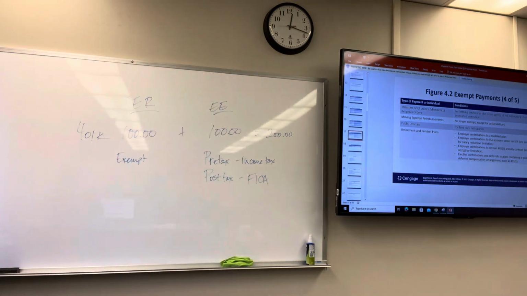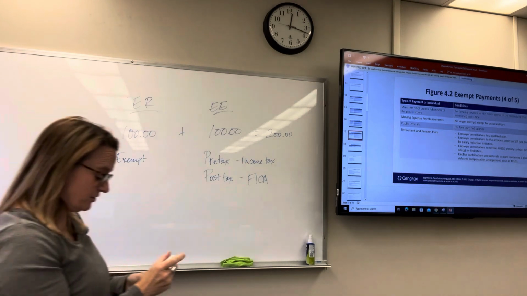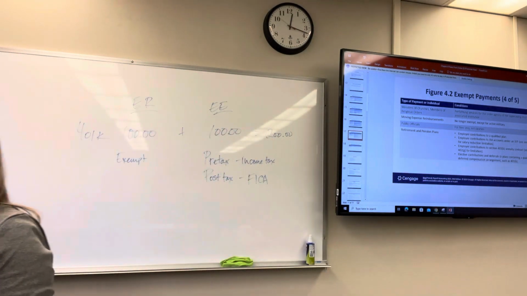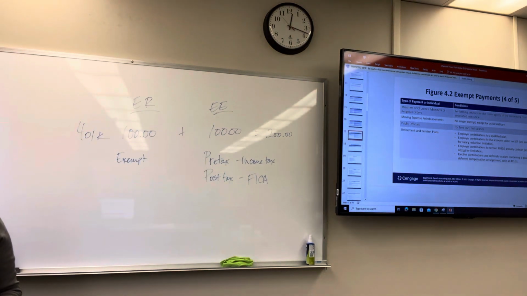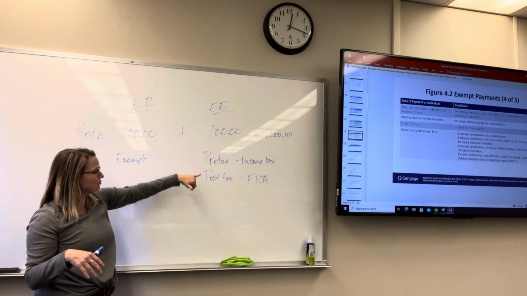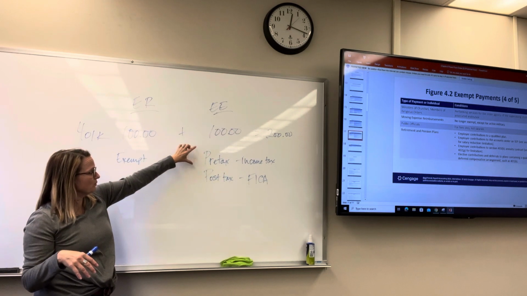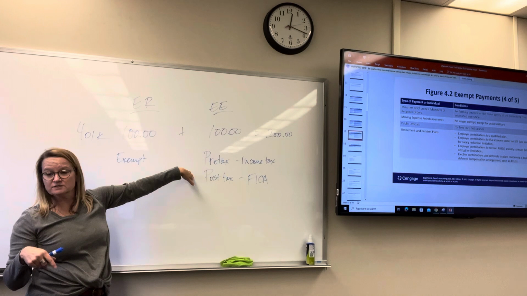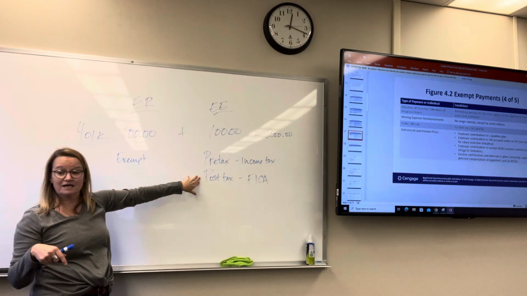So if you can imagine, remember when we did these calculations with regard to FICA taxes and calculating the taxable amount of income, we had an amount and we multiplied it by the 6.2% and the 1.45%. When we're calculating income tax, we're going to subtract this amount, but when we're calculating Social Security tax, we're not going to subtract that amount.